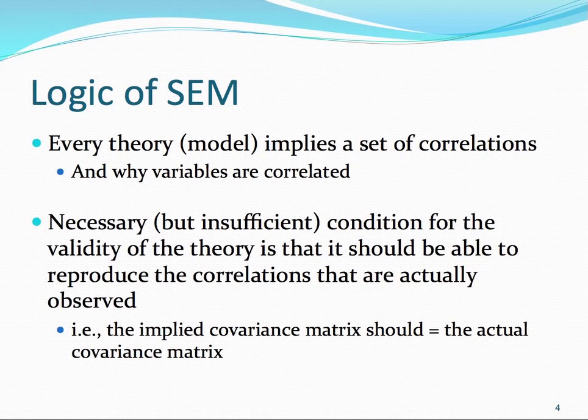The logic behind structural equation modeling is that every theory or model implies a set of correlations. These correlations are between what we call latent variables as well as sometimes error terms, and it specifies why variables are correlated with one another. Hence, the importance of using theory to draw our models. A necessary but insufficient condition for the validity of the theory is that it should be able to reproduce the correlations that we actually observe in our data. So we look at what we call the implied covariance matrix, or what is specified using our model, which should be equal to or similar to the actual or observed covariance matrix using our data. Essentially, with structural equation modeling, we are looking for a correspondence between the model that we specify and the data that we've collected.